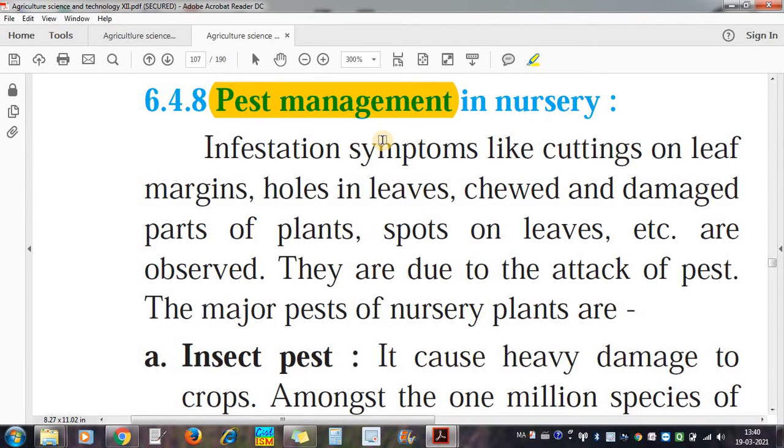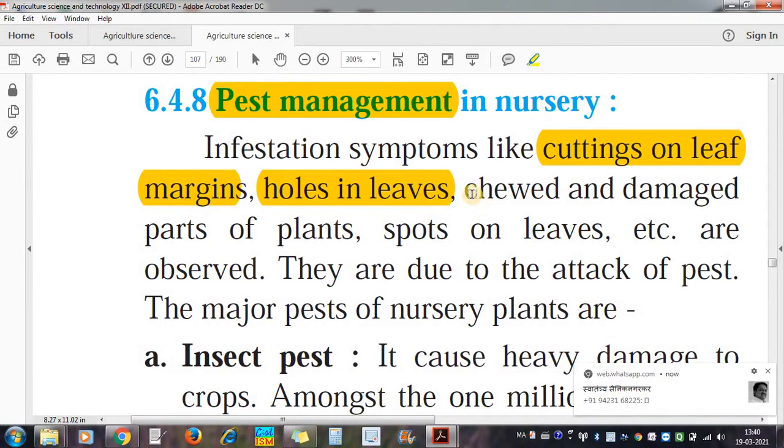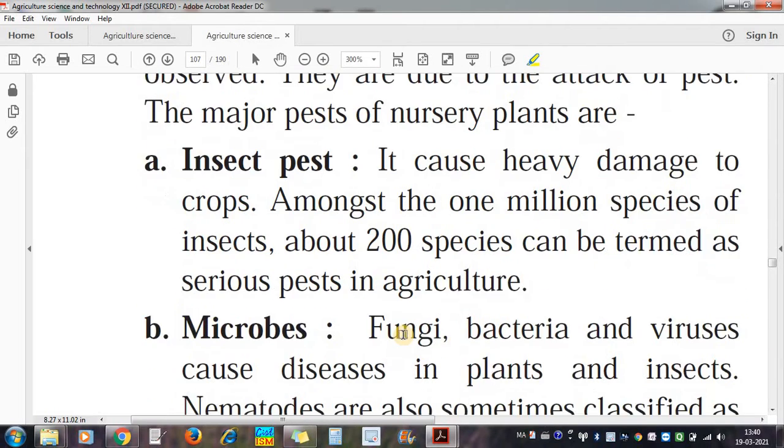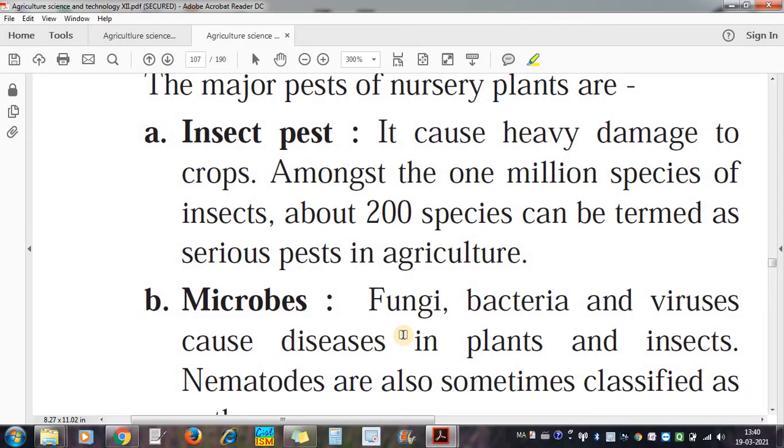Now in nursery, these plants are affected in various ways. Sometimes cutting of leaves may take place, margins are cut by the insects, holes may be found in the leaves, leaves may be chewed and damaged, and some other kinds of attack may be noticed. Now let us go one by one. First, the insect pest.